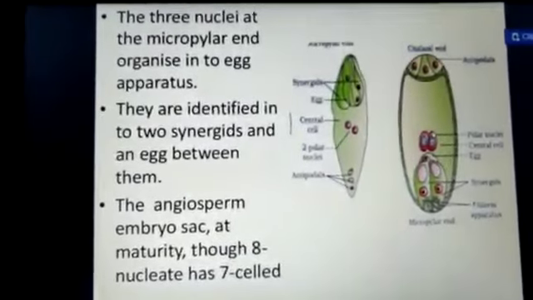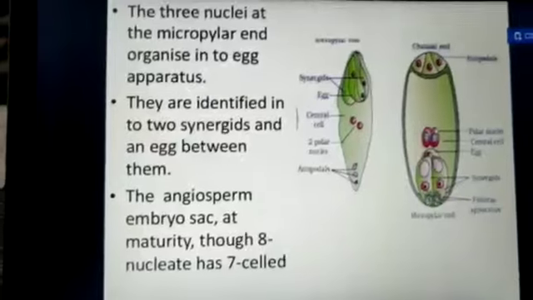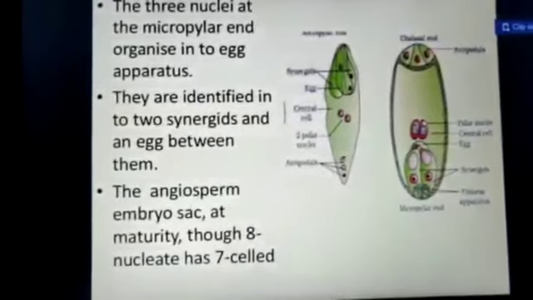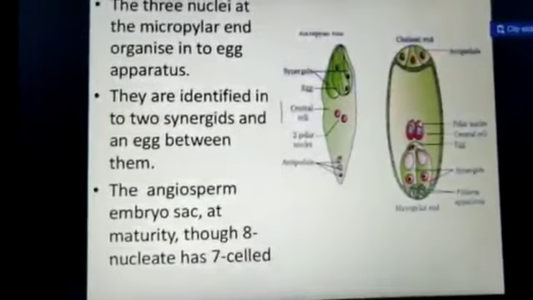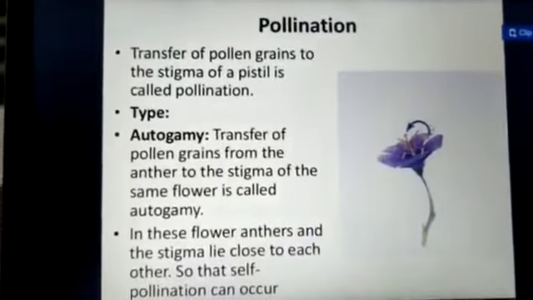The 3 nuclei at the micropylar end organize into the egg apparatus. They are identified as 2 synergids and the egg in between them. The angiosperm embryo sac at maturity is 8-nucleated and has 7 cells.